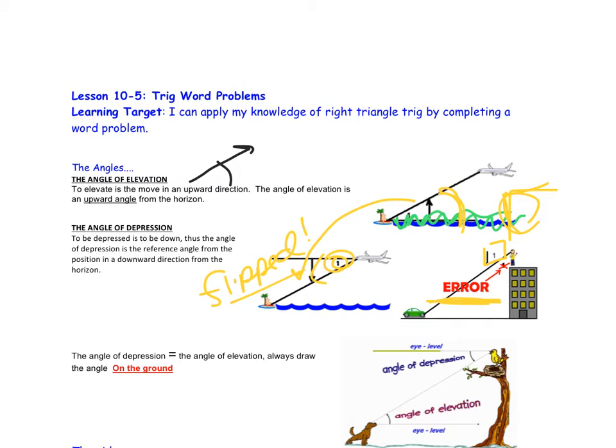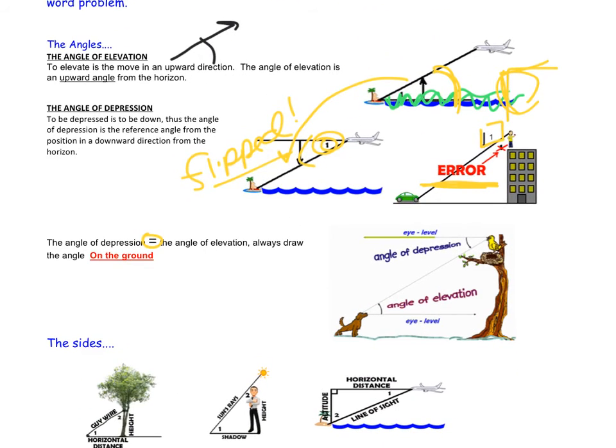So it's actually quite simple. One thing you need to know is that the angle of depression is equal to the angle of elevation. So whenever they give you something where they say like, oh, my angle of elevation is this or my angle of depression is that, just know right away, boom, they're equal to each other. So always draw your angle on the ground. So we always want our angle to look around in this area. All right.